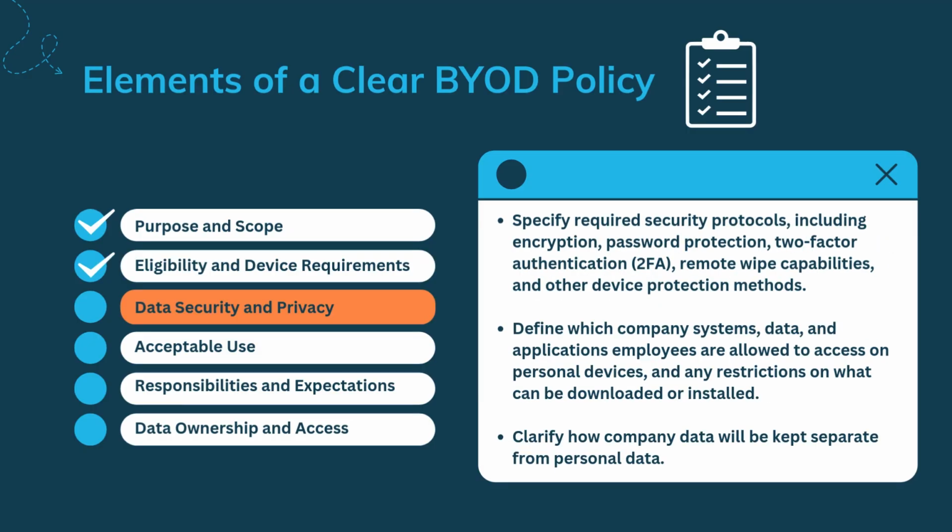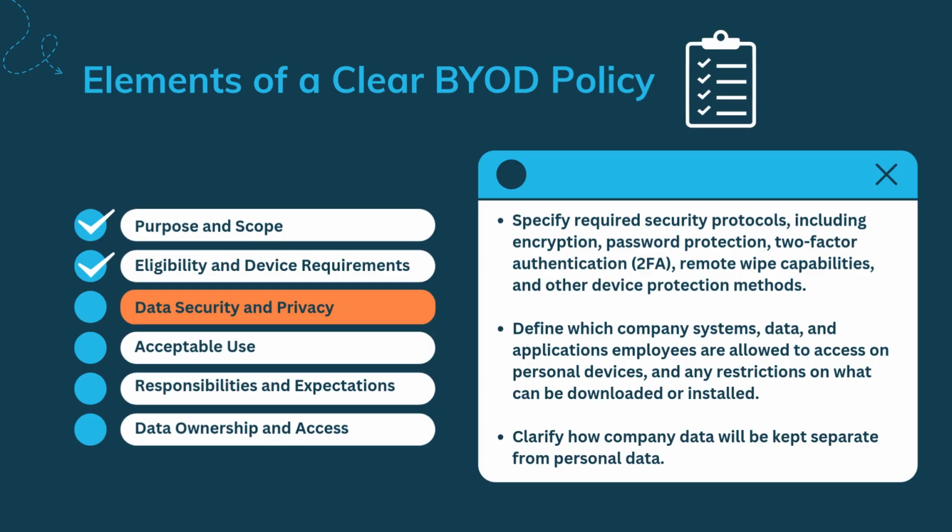The main purpose of data security and privacy is to make sure your personal and work information stays protected. This means setting up things like encryption to keep your data safe, the use of strong passwords to prevent unauthorized access, and two-factor authentication, or 2FA, for an extra layer of security. If your device gets lost or stolen, the policy should specify that the organization has the capability to erase any company data from the device.